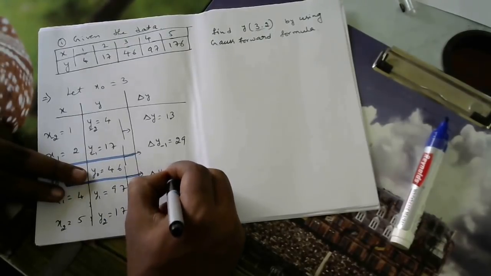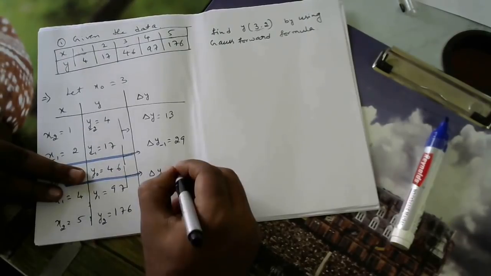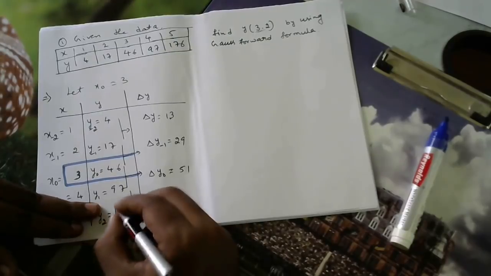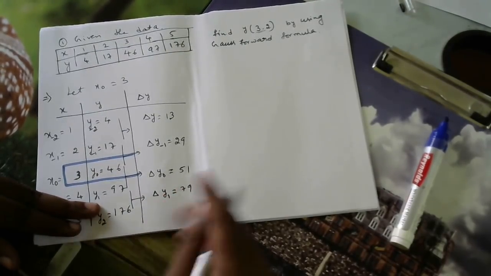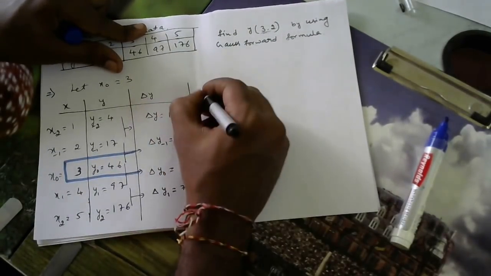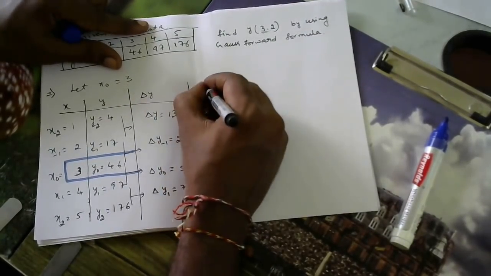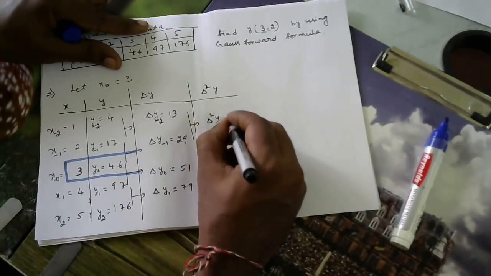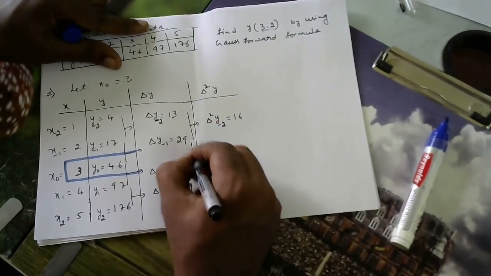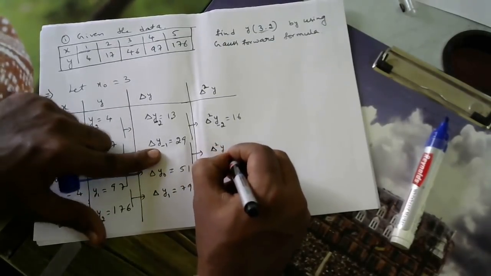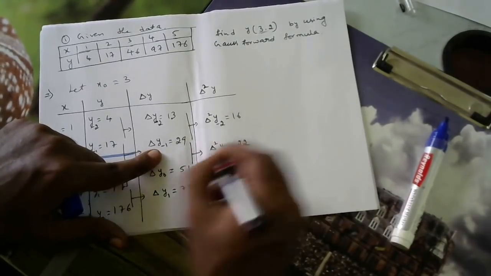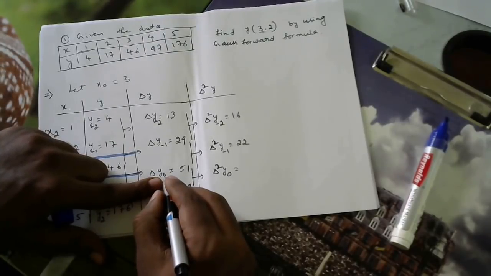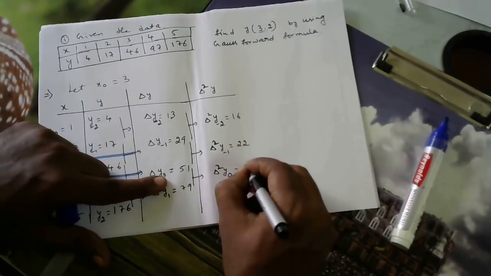Delta y naught is 97 minus 46, which is 51, and delta y suffix 1 is 176 minus 97, which is 79. Next the second differences, delta square y. Delta square y suffix minus 2 is 29 minus 13, which is 16. Delta square y suffix minus 1 is 51 minus 29, which is 22. Delta square y naught is 79 minus 51, which is 28.